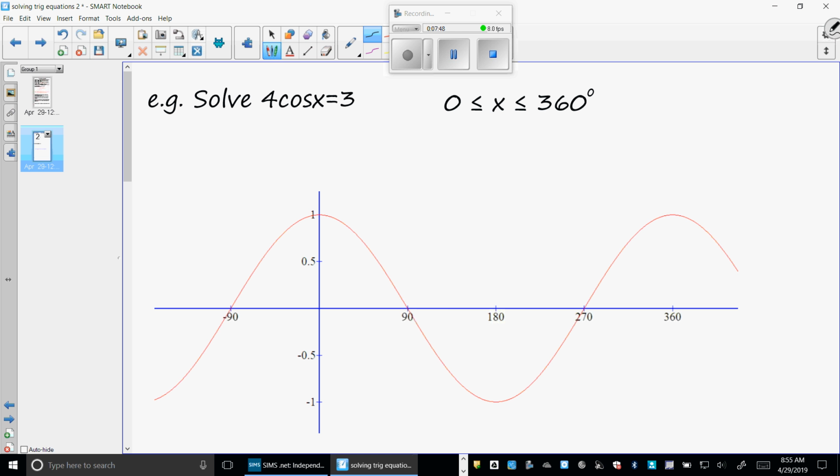So let's minus 1. Not yet. We could rearrange it, yes. Because what does this mean? This means 4 multiplied by cos x is 3. Yes? Divide by 4. So, yeah, so we can have cos x equals 3 over 4.